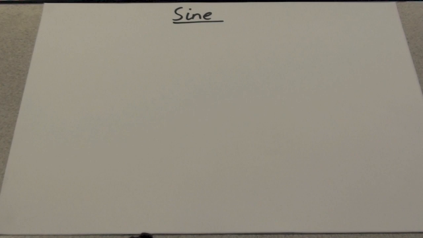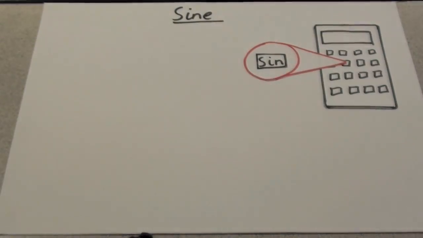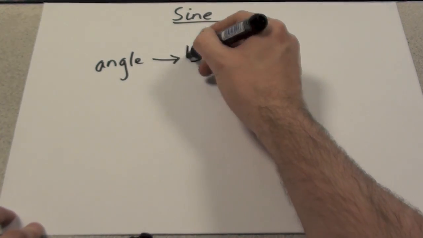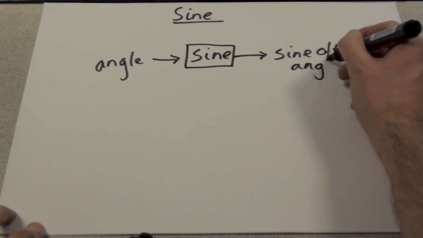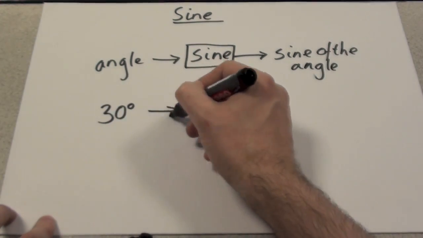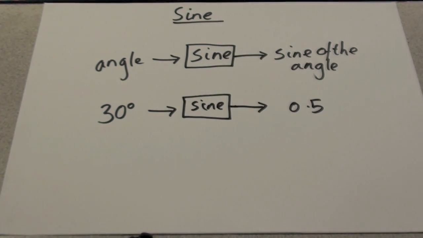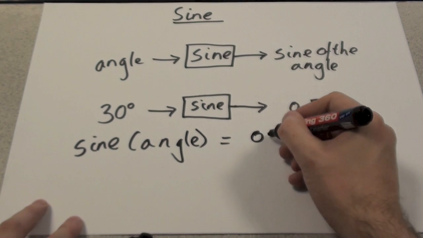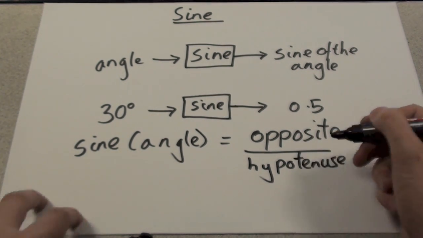Sine is the main function we're going to look at first. What you'll find on your calculator is a button which is normally labelled as sin. This is the sine function button. Sine is a function that transforms an angle into something else. It transforms it into the sine of that angle. If I were to take the angle of 30 degrees and process it through the sine function, I would get 0.5 out. Sine is in fact a ratio between the opposite side of a triangle and its hypotenuse. It can be calculated by dividing the opposite side by the hypotenuse.